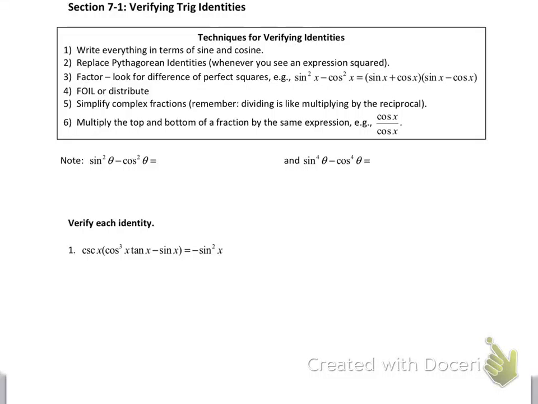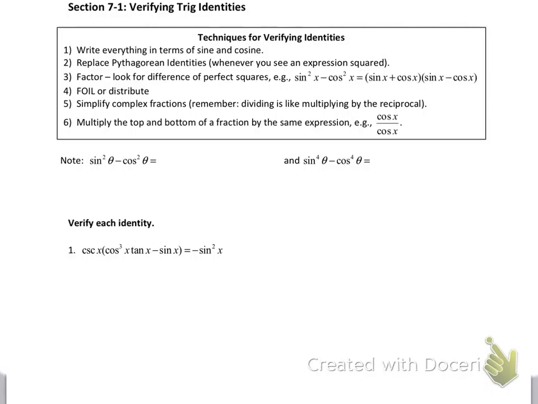Section 7.1, Verifying Trig Identities. So this box below gives us a couple techniques that we can use when we're verifying identities. We can write everything in terms of sine and cosine. We can use the Pythagorean identities we've learned before. We can factor. We can FOIL, distribute. Remember that when you do complex fractions, dividing is like multiplying by the reciprocal, and then we can always combine like terms and make a common denominator if we need to.